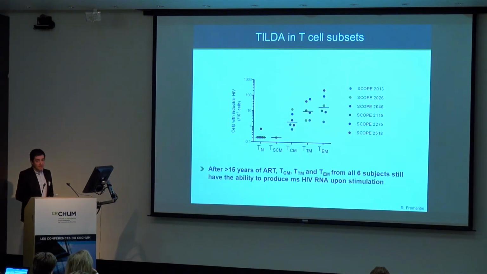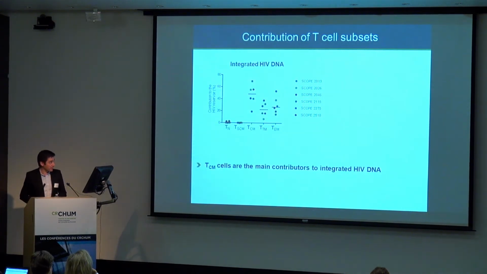So we used TILDA in this cohort of 6 subjects who have been treated with ART, and again we were able to find that, yes, those subsets still have the ability to produce virus, or at least multiply spliced HIV RNA, with the effector memory cells showing the greatest ability to produce those transcripts.